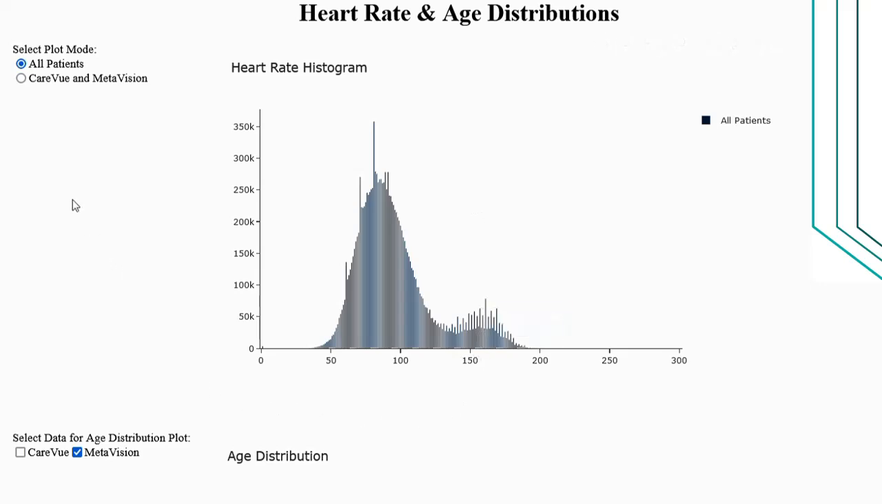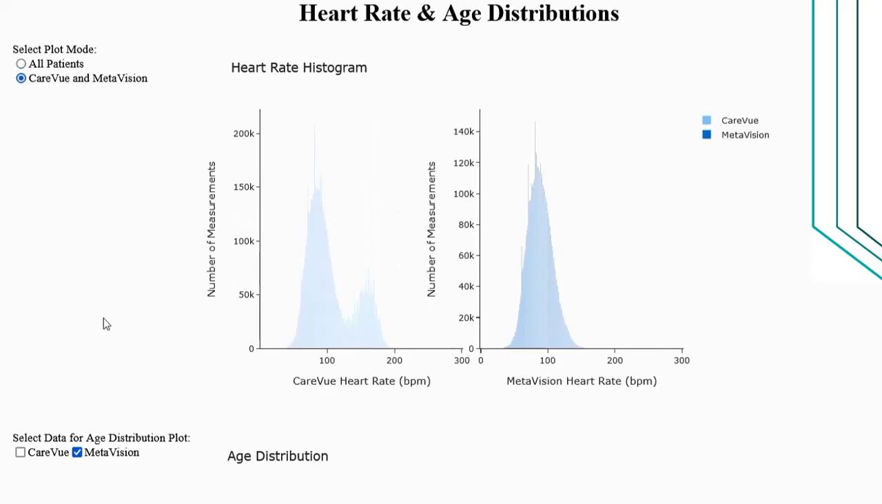Looking at the documentation, we learn that the ICU data comes from 2 systems, Philips CareView and IMSoft MetaVision. Plotting heart rate distributions by system reveals that the unusual peak originates from the CareView system. Was this a system defect?